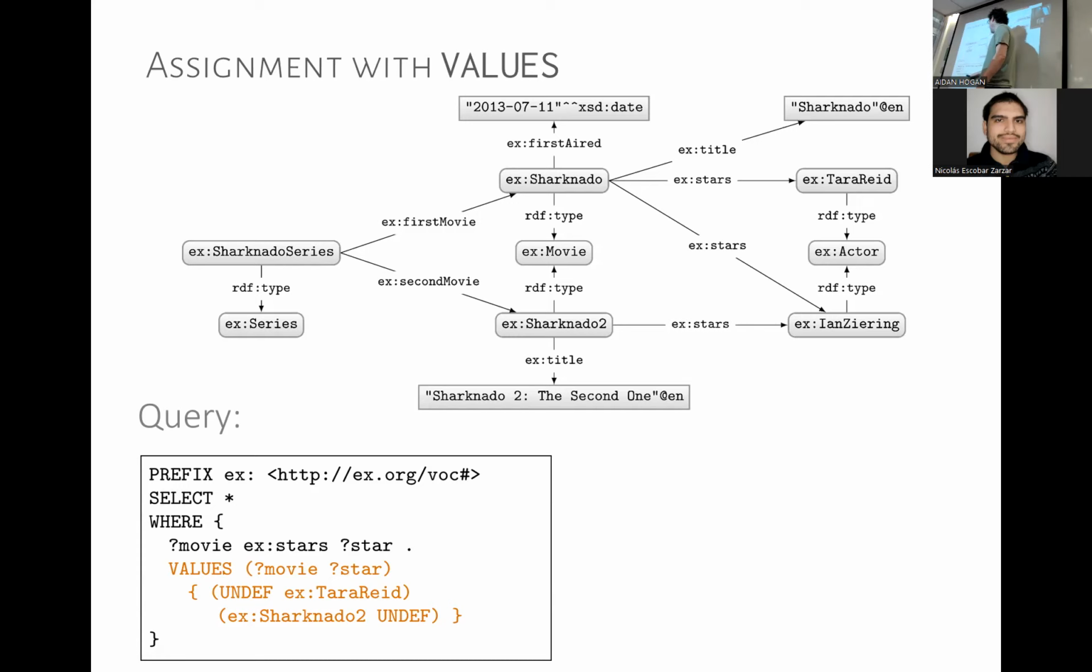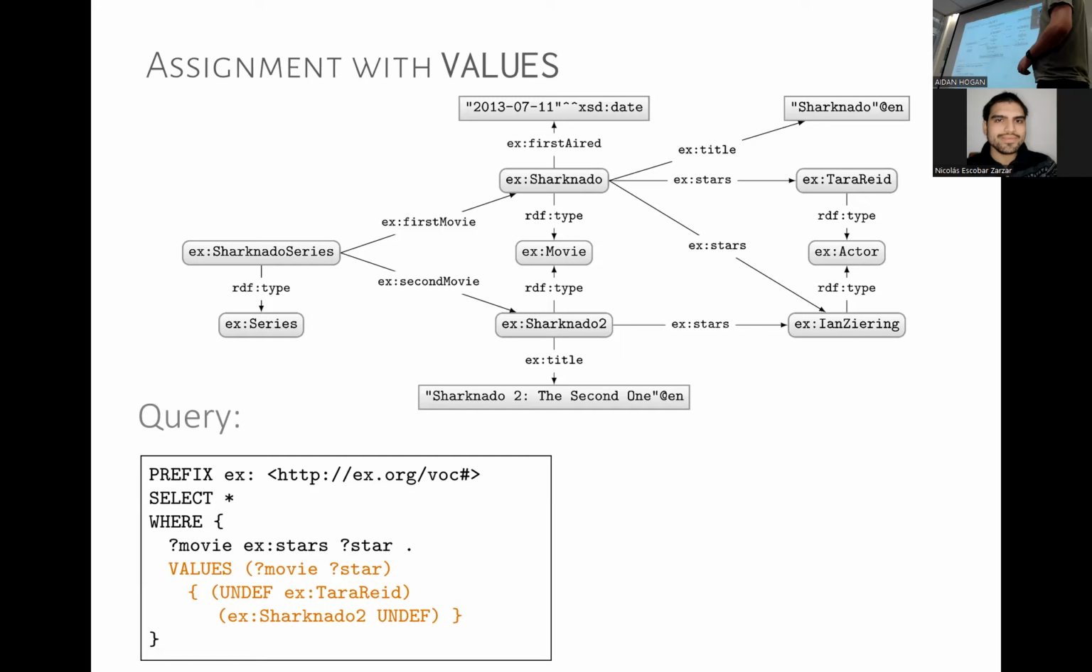So in this case, we're looking for movies and their stars. We have this special keyword called undef, which is like a null. And we have Tara Reid, and then we have Sharknado 2 undef. So what this is asking us basically to do, it's going to take these results here and do a join with the results of movie star star. If we look at movie star star, we should have from our graph Sharknado Tara Reid, Sharknado Ian Ziering, and Sharknado 2 Ian Ziering.